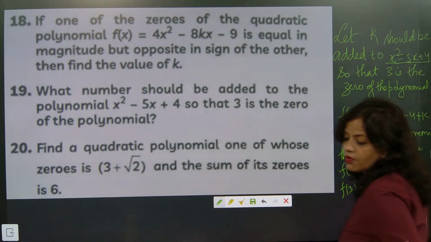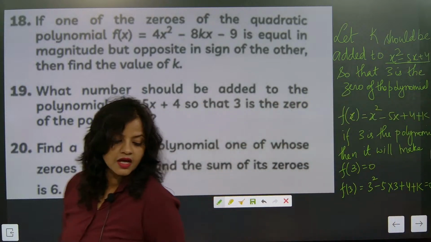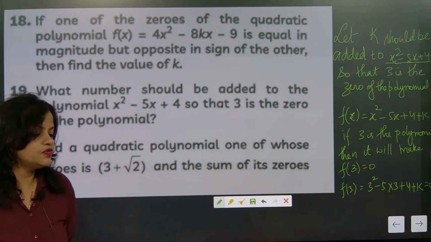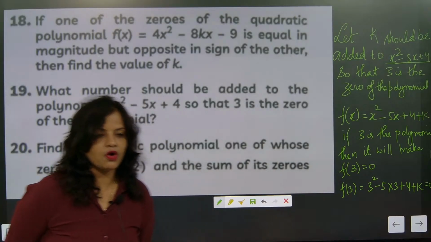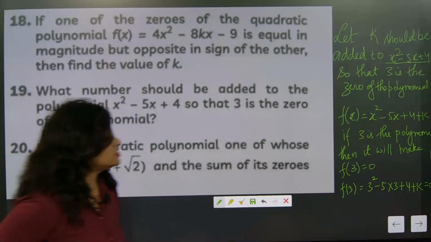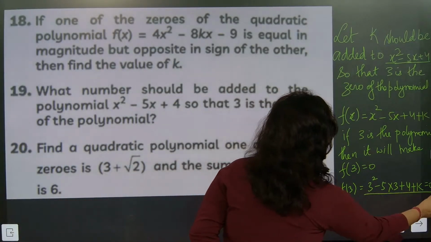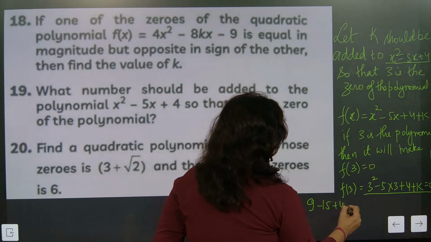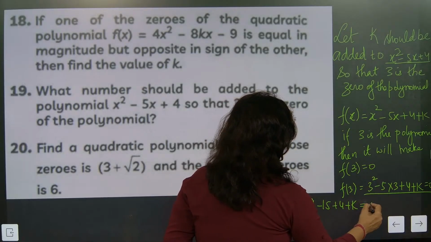Always remember, whatever the zeros are, zeros will always satisfy the polynomial, and it will make the polynomial equal to 0. So once you write this, now this part is coming 0: 9 minus 15 plus 4 plus k equal to 0.